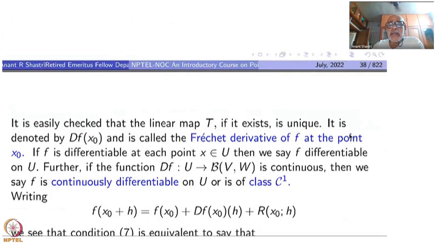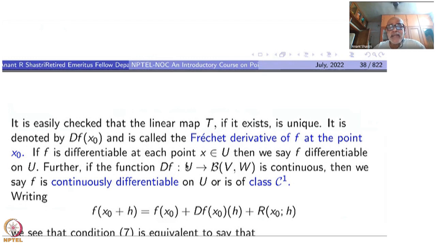So that T is called the derivative of f at the point x naught, and I am using the same notation, df of x naught, standard notation. The only thing is, you might not have called such a thing a Frechet derivative. We are going to call it the Frechet derivative. Okay, this is Frechet who started with Banach space calculus. Frechet derivative of f at the point x naught.